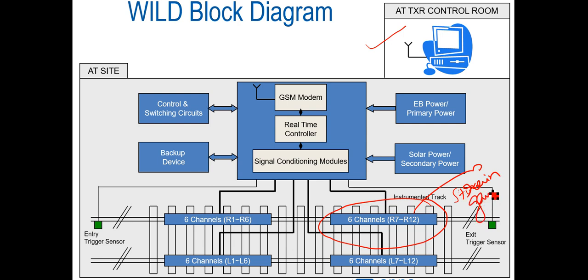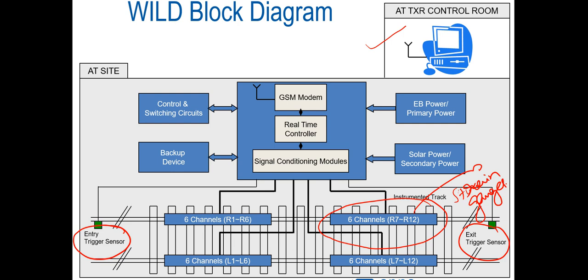So here you have a sensor which senses that the train is coming in. Here is a sensor which realizes that the train has gone out. So basically you need these exit and entry sensors to get the system into a state of readiness and to turn it off when it's not required.